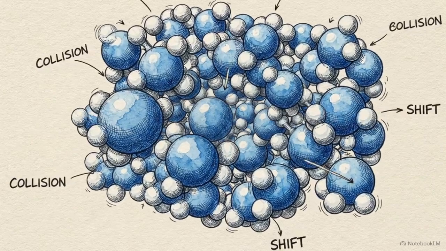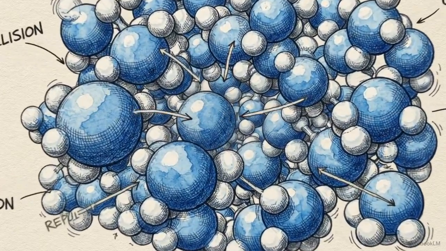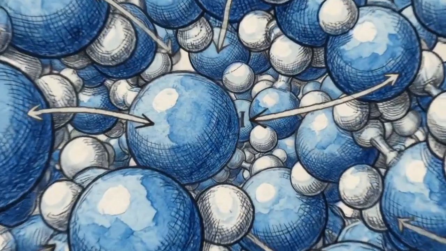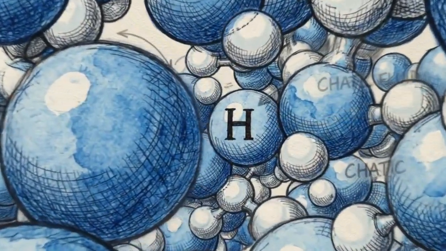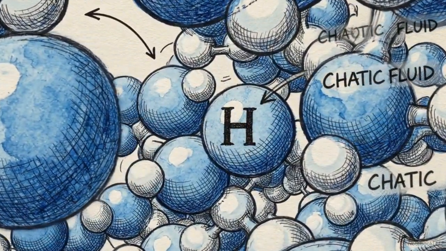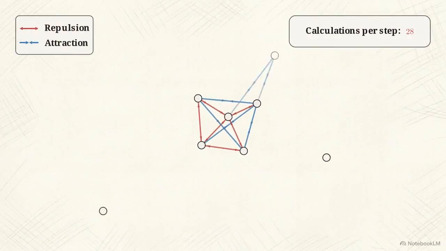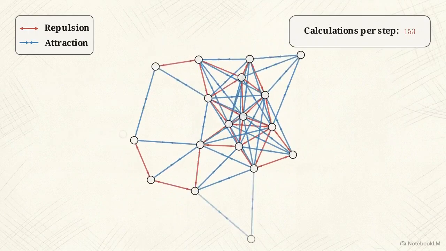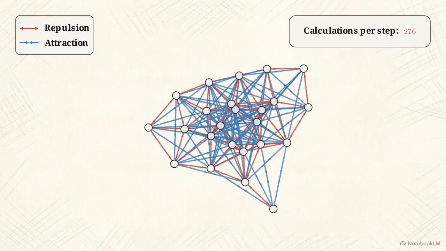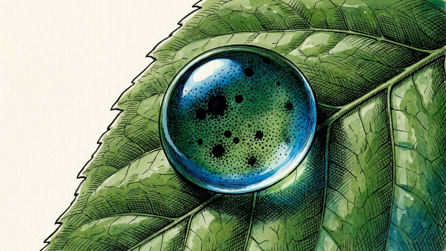To truly understand how bulk materials behave, how water flows, how ice melts, or how drugs dissolve, scientists use molecular dynamics. They map the physical forces acting on every individual atom to see how they behave as a collective. But there is a massive computational bottleneck.